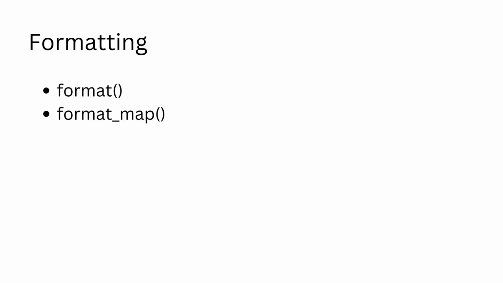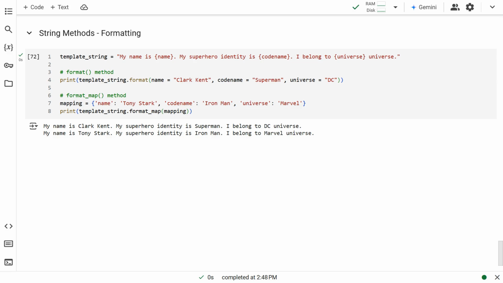String formatting is useful when parts of the string are to be dynamically decided. Formatted strings are the precursors to F strings, which we saw in an earlier video. The format method takes a number of named arguments and replaces the placeholders in the string with the corresponding arguments. If the arguments are unnamed, the replacements are made according to position. In the first example, the name, codename, and universe are the named arguments that are used to replace the placeholders in the template string. The format map method does the same thing, but it takes a dictionary as argument.